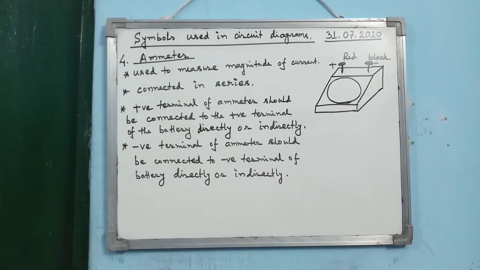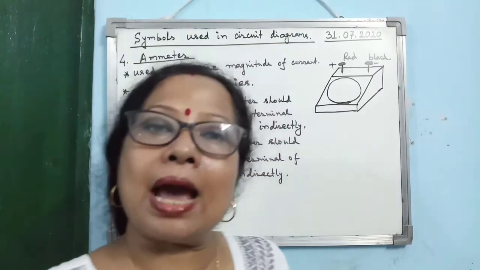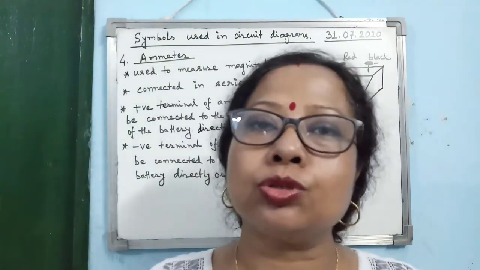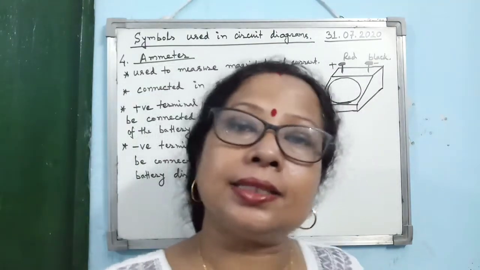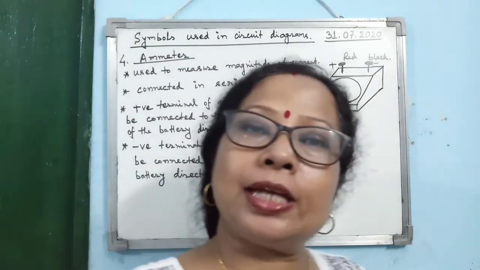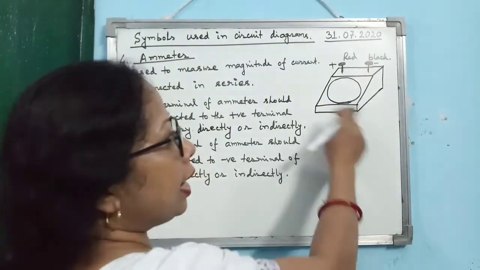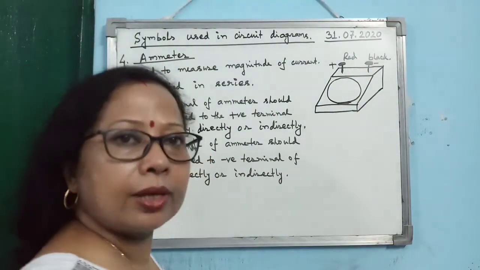Now the next device we generally use is the ammeter. What is an ammeter? An ammeter is a device which is used to measure electric current in the circuit. How much current is passing through a circuit? If you want to measure that, then we use this device. Now this diagram you don't have to draw. I have just drawn a rough sketch so that you can understand.